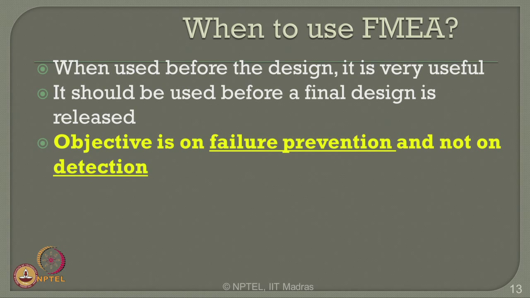The objective of FMEA, please understand friends, is on failure prevention and not on detection. Failure detection is only an observation. You need not have your working model to detect a failure. What we are understanding here from FMEA is how to prevent the failure if the failure is envisaged to occur or definite to occur in a given mechanical or electrical system. So, failure prevention is the motive and failure detection is not the motive.